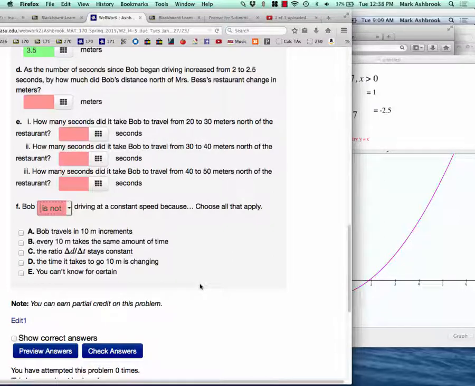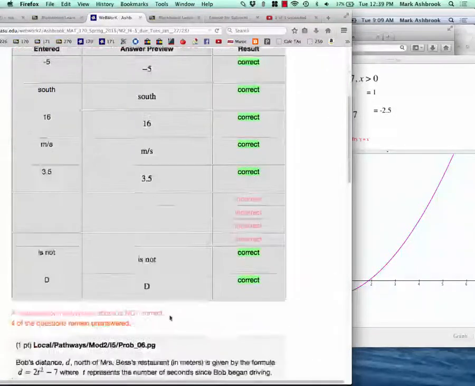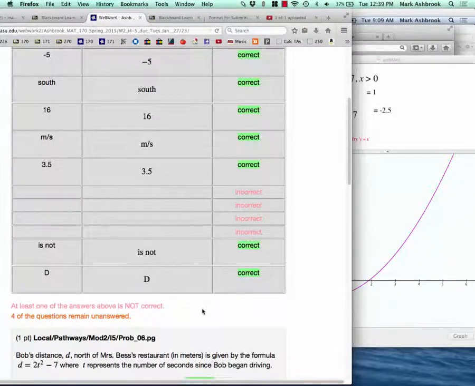That would be constant rate of change. That you'd have the same change in distance for the same change in time. So that's not right. The ratio of delta D to delta T stays constant. Constant rate of change. The time it takes to go 10 meters is changing. There we go. So now we've got this distance of 10 meters. It's going to take a different amount of time to go every 10 meters. That's non-constant rate of change. Okay, so we got those two.